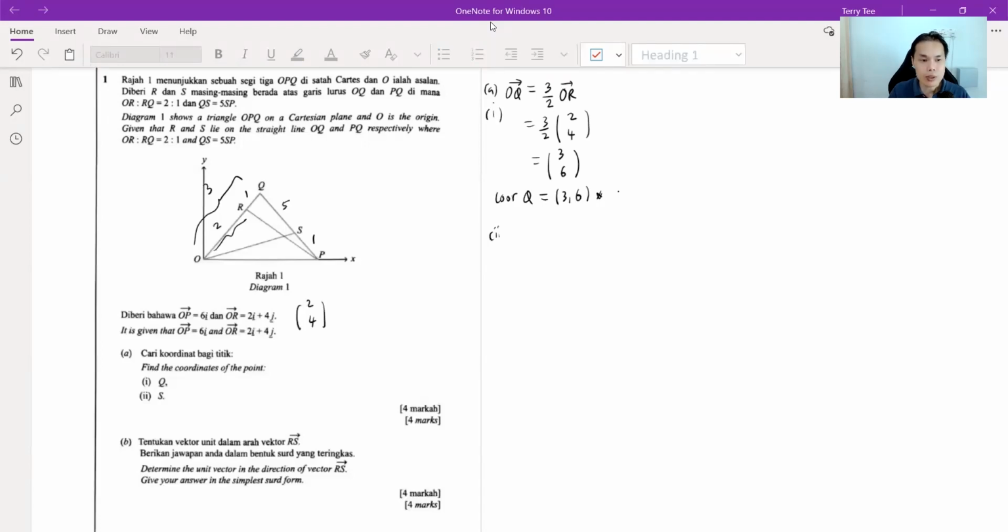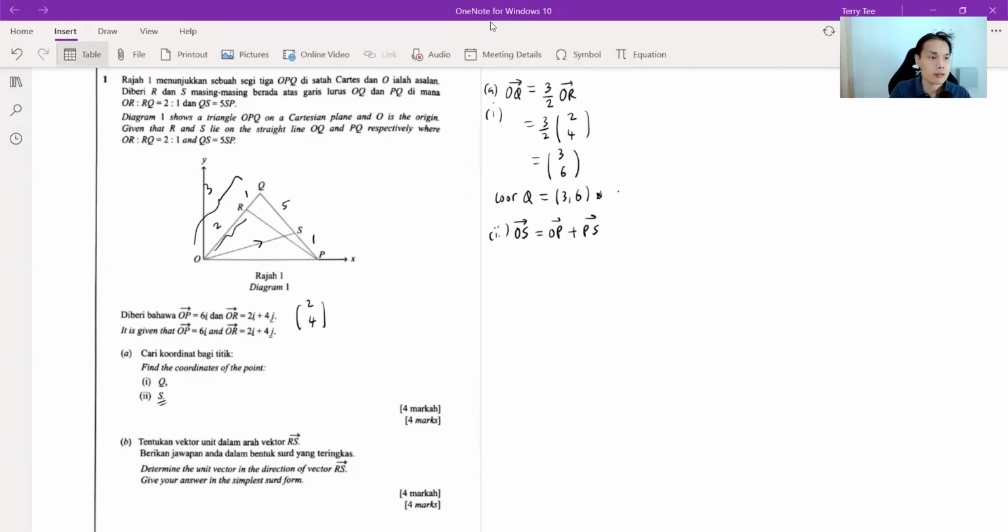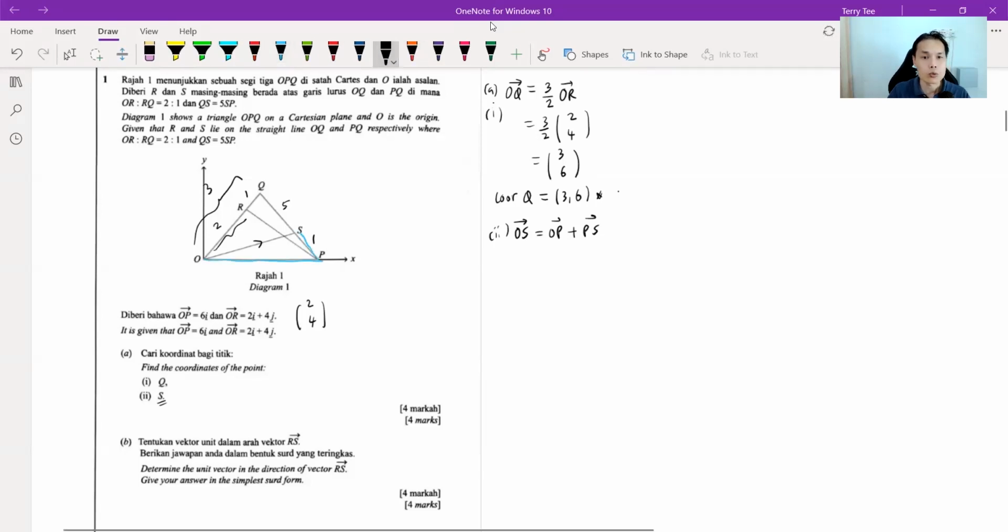Now, Roman 2, we are finding coordinate of point S. So we can find vector OS first. Okay, I have 2 ways of doing. One is a standard way, one is a fast way. I'll show you the standard way first. To go from O to S, we can go from O to P, P to S. Now, some of you may want to go from O to Q, Q to S. You can do that, right? I think O to P, P to S is easier because it's shorter. So let me just highlight for you. O to P, P to S is the shorter way to go from O to S.